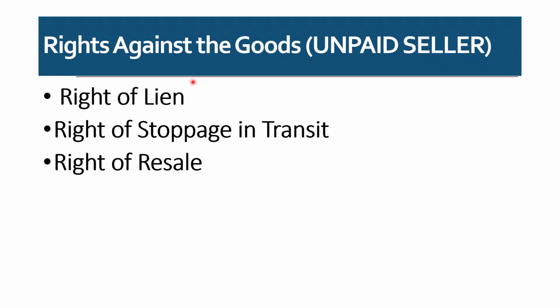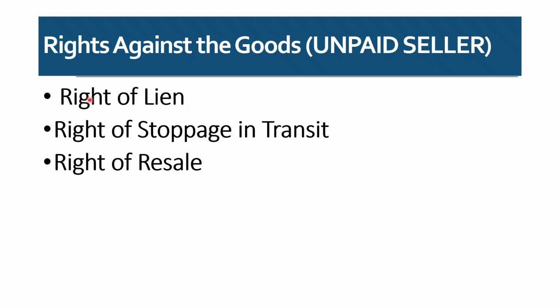An unpaid seller gets three major rights against the goods themselves. First is right of lien. Here the seller can retain the possession of the goods until the payment is made. For example, a car dealer can refuse to release a car until full payment is received. So that is right of lien.